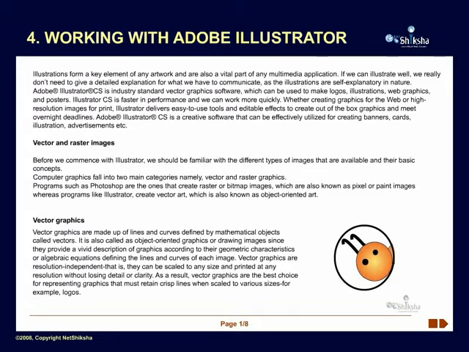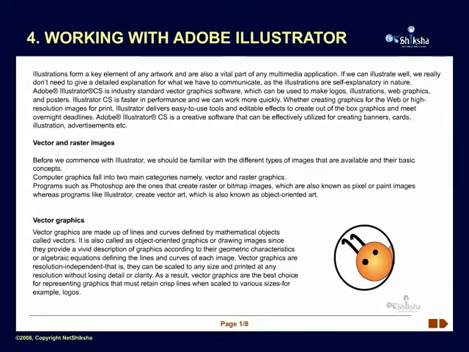Vector and raster images. Before we commence with Illustrator, we should be familiar with the different types of images that are available and their basic concepts. Computer graphics fall into two main categories, namely vector and raster graphics. Programs such as Photoshop are the ones that create raster or bitmap images, which are also known as pixel or paint images, whereas programs like Illustrator create vector art, which is also known as object-oriented art.